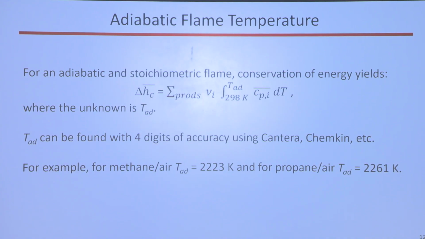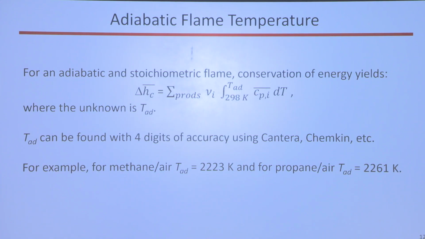Now, if you have time and you have resources, you can calculate adiabatic flame temperature with 4, 5 digits of accuracy. It's a thermodynamic parameter, so it's very well known. And there are lots of free software that can do this, like Cantera. For almost any choice of oxidizer or any choice of fuel, Cantera can give you these temperature predictions. For example, for methane air, 2223. For propane air, 2261 kelvins.